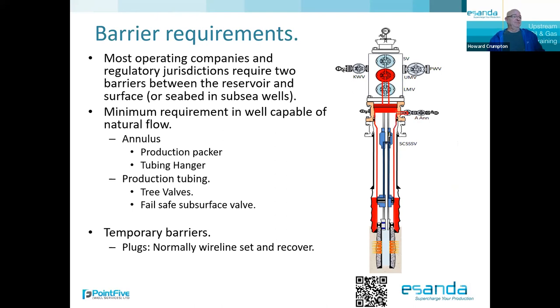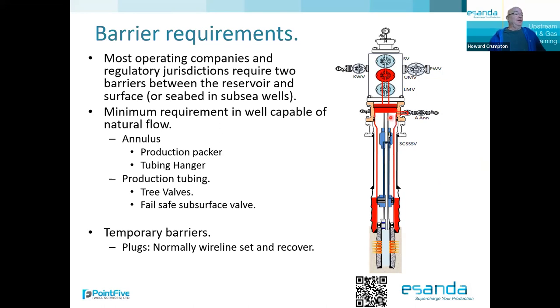So if we look at a very simplified completion schematic like we have here, I think you should be able to see my cursor there. On the annulus side of it, between my production tubing and my first casing string, I need barriers. And very typically, the production packer, which is deep in the well, just above the reservoir, will be a mechanical barrier. That is preventing hydrocarbons pressure from entering the annulus.